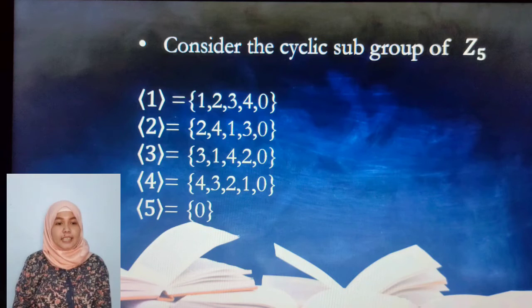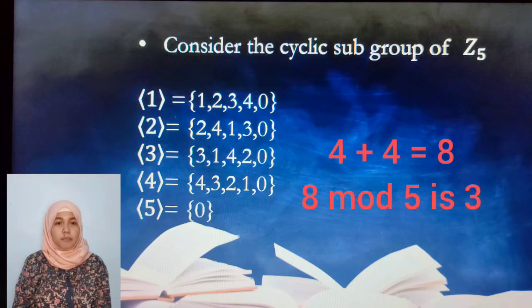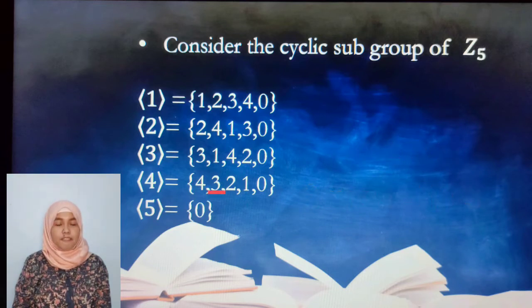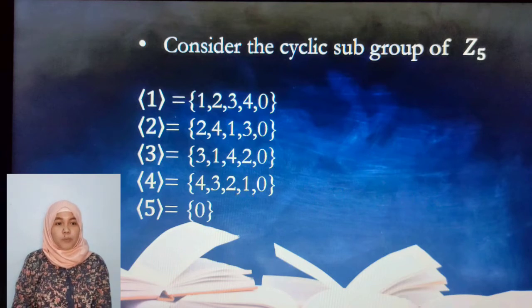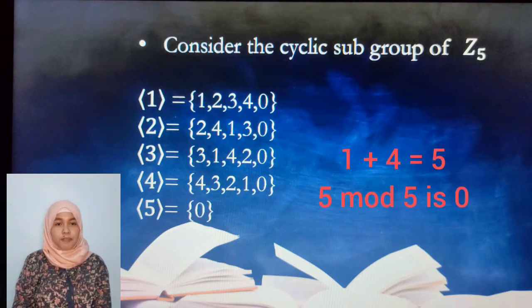For the cyclic subgroup generated by 4, we will start with 4. 4 plus 4 is 8. 8 mod 5 is 3. 3 plus 4 is 7. 7 mod 5 is 2. 2 plus 4 is 6. 6 mod 5 is 1. 1 plus 4 is 5. 5 mod 5 is 0.